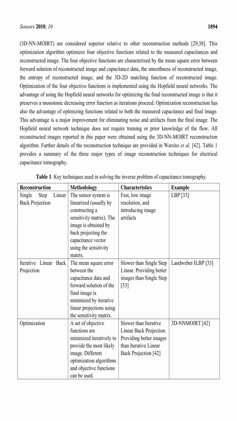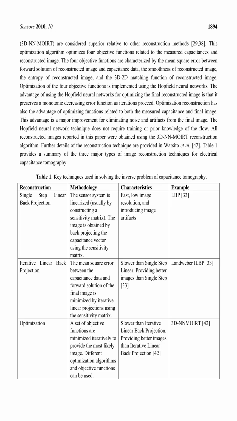Table 1 provides a summary of the 3 major types of image reconstruction techniques for electric capacitance tomography. Table 1. Key techniques used in solving the inverse problem of capacitance tomography. Reconstruction method, methodology, characteristics. Example: single step, linear. The sensor system is linearized, usually by constructing a sensitivity matrix. The image is obtained by back projecting the capacitance vector using the sensitivity matrix. Fast, low image resolution, and introducing image artifacts.